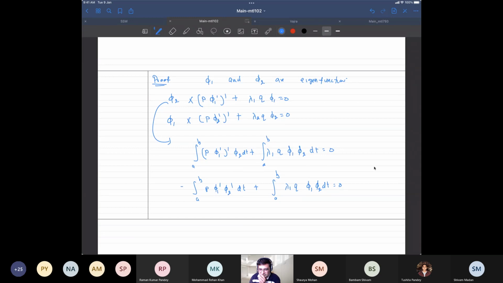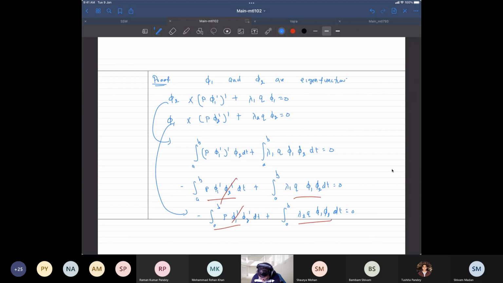All right. So now similarly for this thing I get integral a to b p phi1 prime phi2 prime dt plus integral a to b lambda 2 q phi1 phi2 dt is equal to 0. Now these terms are equal, so I can subtract one from another. So only these terms will be left, and these will get cancelled out.